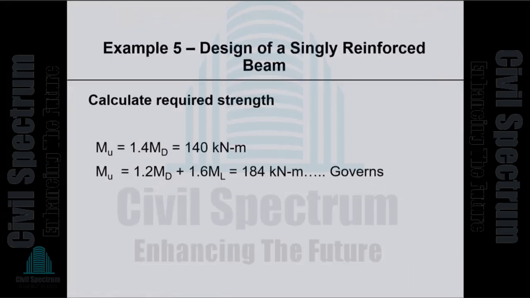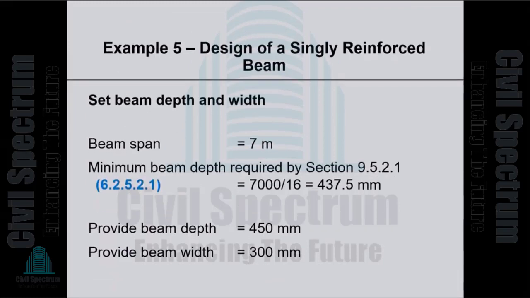M sub U, two possibilities. We have dead loads and live loads. So 1.4 times the dead load moment gives us 140 kilonewton meters, or 1.2 M sub D plus 1.6 M sub L gives us 184 kilonewton meters. 184 obviously governs. That is the required moment strength.